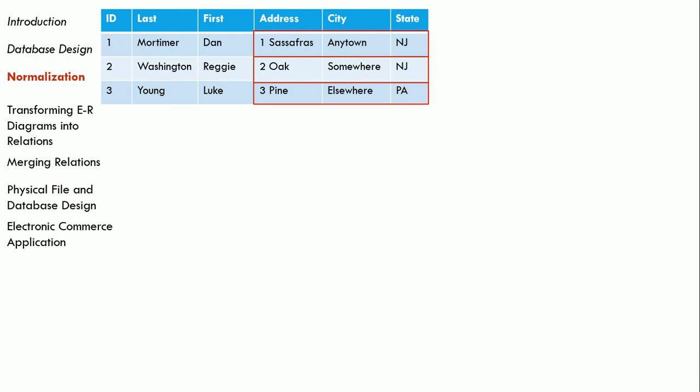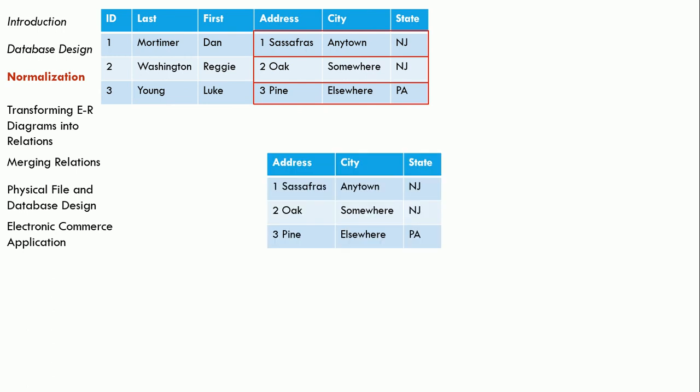So the problem is the address, city, and state that belongs to Dan Mortimer, that theoretically is not bound to Dan Mortimer. That address stands alone, right? Somebody else could have that address. So the address is not dependent on the primary key. That is a transitive dependency. It's not dependent upon that primary key. So I have to fix that next. This is what fixing the functional dependencies is, and the transitive dependencies.